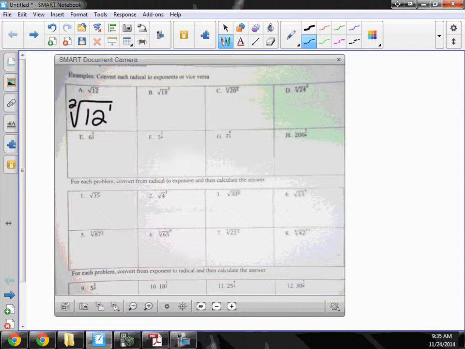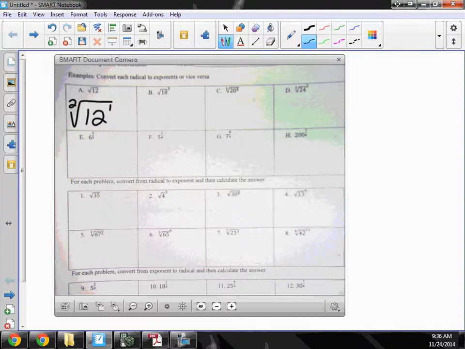So, I'll state that again for those of you who weren't listening. The square root of 12 can also be written as the second radical of 12 to the first. If the root is a 2, then we don't write that little number. It's just saying what times itself, 2 times, is 12. And if the exponent on a number is 1, we don't write it.